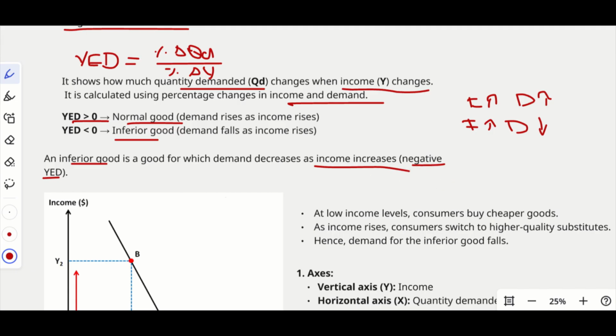So why does it happen? Why, for some goods, when the income increases, are we not buying that product more? Just imagine that when you started working, or when you are a student, you only have an allowance or pocket money or earnings, whatever it is. You only have around 1,000 rupees in your hand per month. So you might eat discounted meals, you might buy second-hand goods, right? And you will try to reduce your expenses as much as possible.